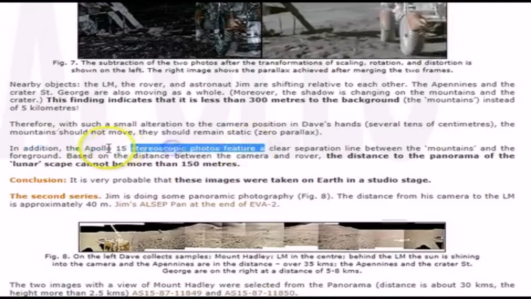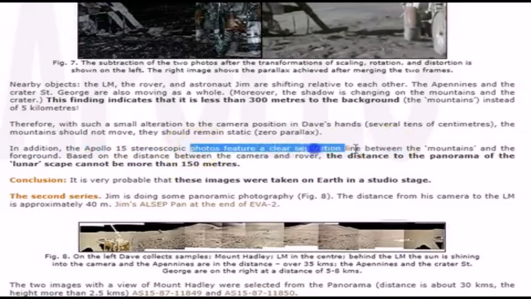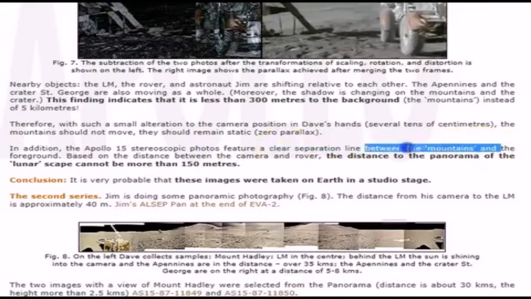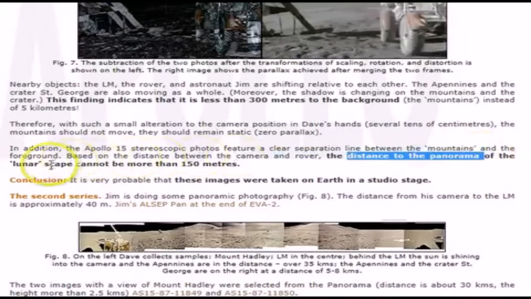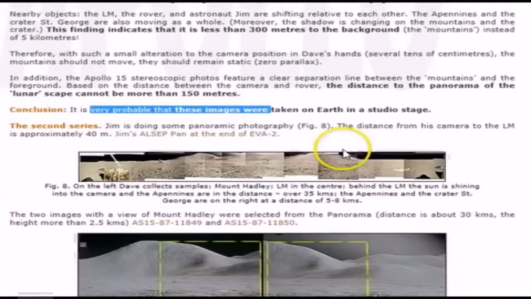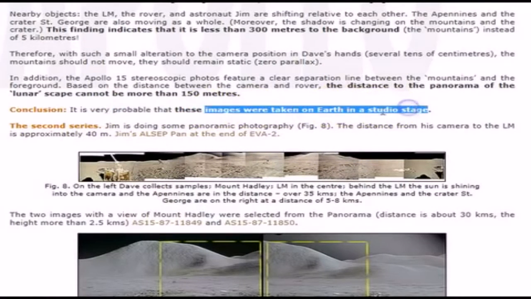Okay, in addition, the Apollo 15 stereoscopic photos feature a clear separation line between the mountains and the foreground, based on the distance between the camera and the rover. The distance to the panorama of the lunar scape cannot be more than 150 meters. Conclusion: it is very probable that these images were taken on Earth in a studio stage.